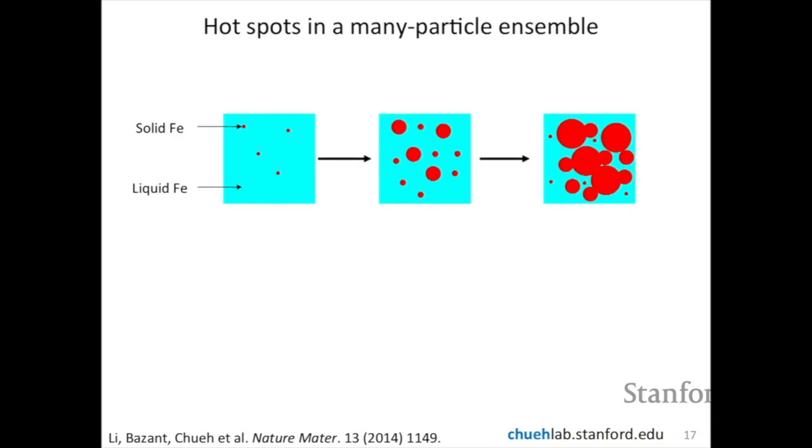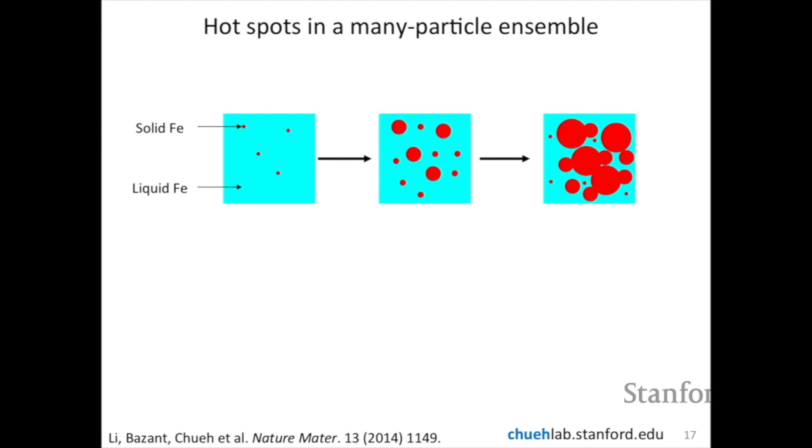So let me draw an analog to standard material science. This is looking at the solidification of iron. So we're starting with the iron liquid. Blue here is liquid iron, and the red is solid iron. So this is just precipitating out.